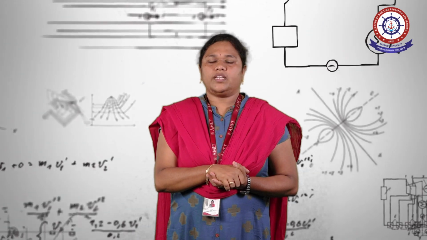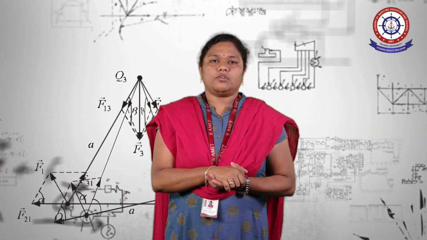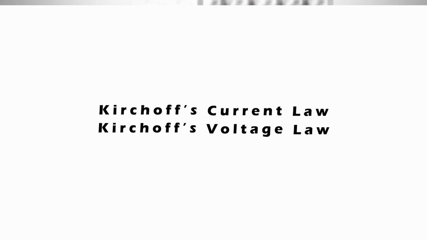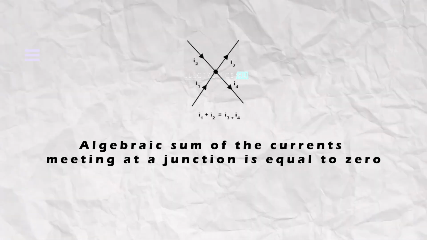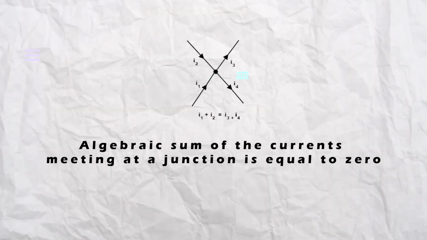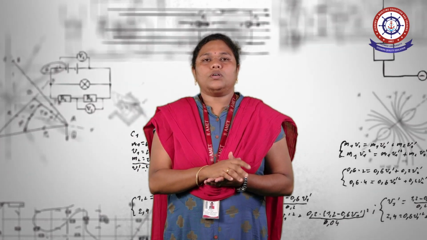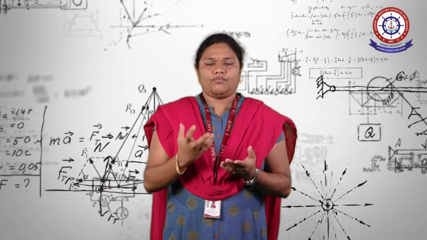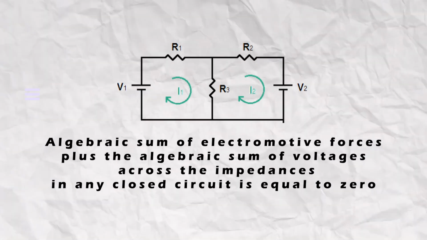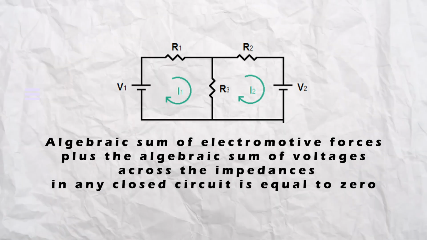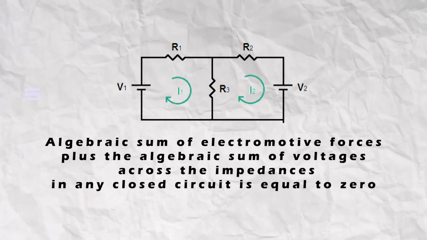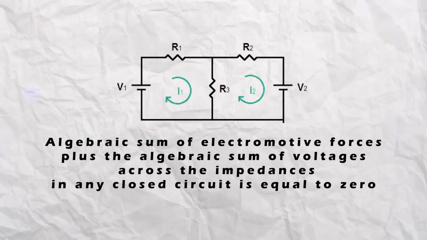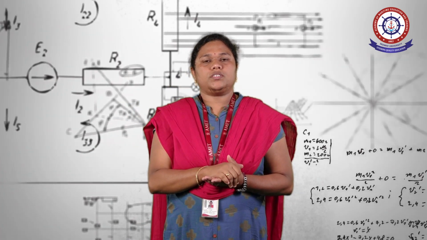Now next we'll move on to Kirchhoff's law. We have two different types of Kirchhoff's law: Kirchhoff's current law and Kirchhoff's voltage law. Kirchhoff's current law says that if you consider a junction or a node, the sum of incoming currents will be equal to the outgoing currents. Kirchhoff's voltage law says that if you are considering a circuit with a voltage source and circuit elements, the algebraic sum of the voltages and the electromotive force will be equal to zero. And then we'll move on to source transformation.